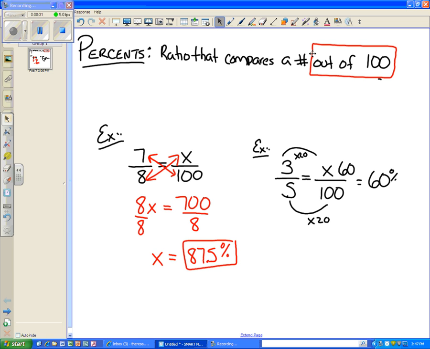But the first thing you always want to think of when you're talking about percents is what does it make sense as, using your mental math.